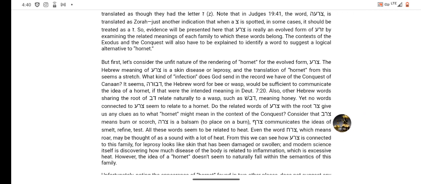Consider that these group of letters mean what? Burn or scorch. These group of letters is a balsam or whatever, to place a burn, right? And we're going to prove that. Also, these group of letters communicate the ideas of smelt, refined, test. All these words seem to be related to what? Heat.